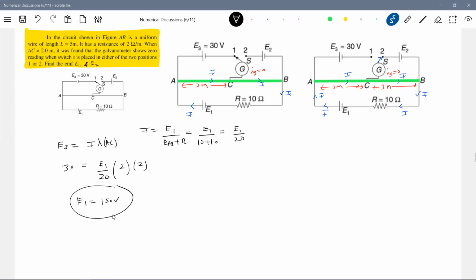Yes, I'll proceed in a similar way. So this I is equal to, as usual, E1 by RAB plus R. E1 is 150. This will be 10 plus 10, 150 by 20, so this will be 7.5 ampere. Now, what is E2? E2 should be equal to I into lambda into CB. The value of I is 15 by 2, lambda is 2, and length CB is 3.